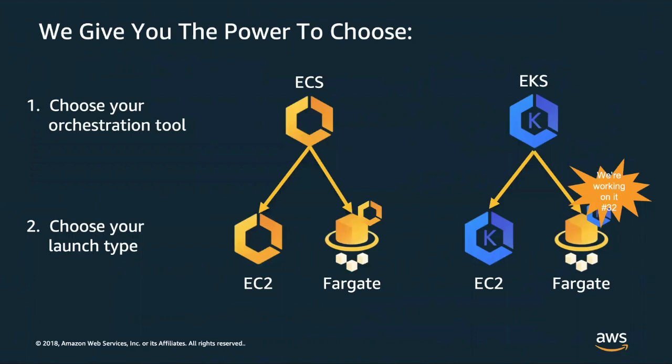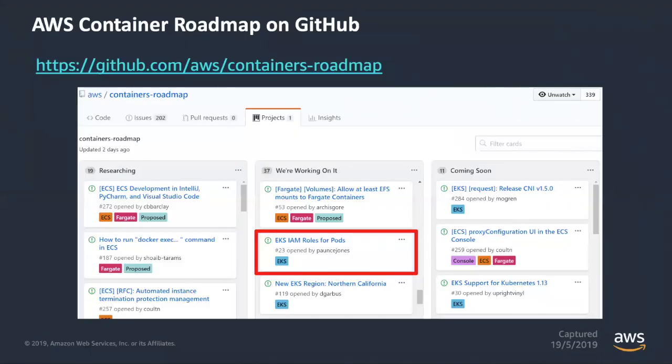The second option for orchestration is Kubernetes via our EKS service. Again, you can run that on EC2. You can't actually get Kubernetes management on Fargate yet. We are working on it at the moment. And the reason why that's got a number 32 on it is that we've actually made our containers roadmap public. We've put the thing up on GitHub.